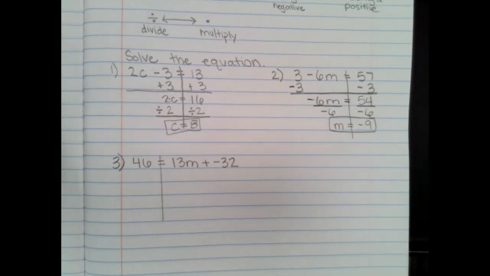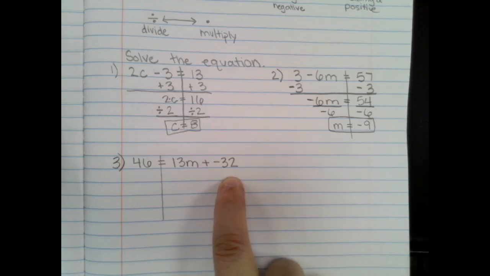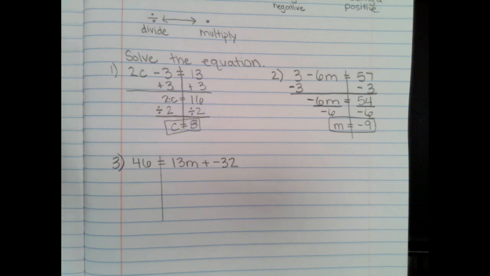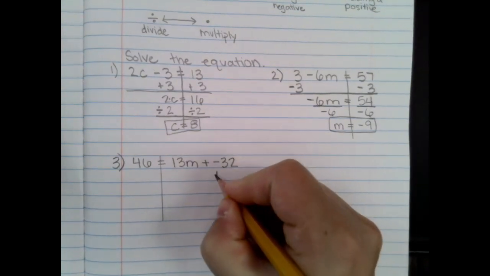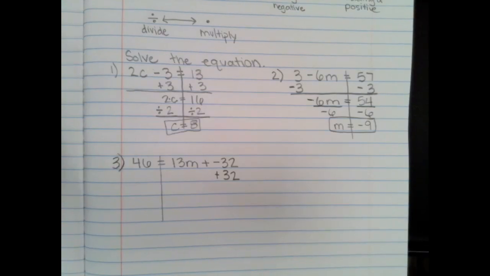So to undo adding negative 32, what would be the opposite of adding a negative? We could subtract a negative, or we could add a positive. By far, a lot of students do much better with adding positives than subtracting negatives, because subtracting negatives are just like, what?